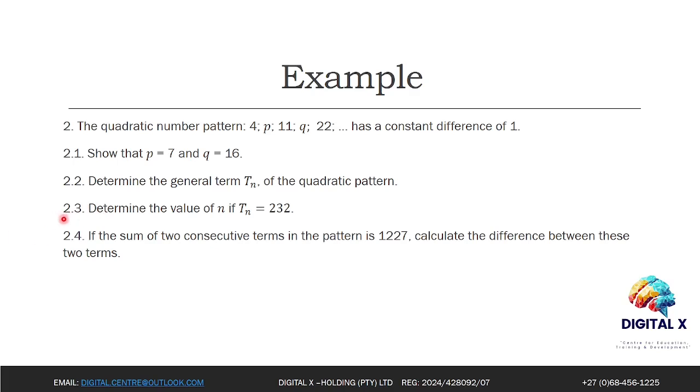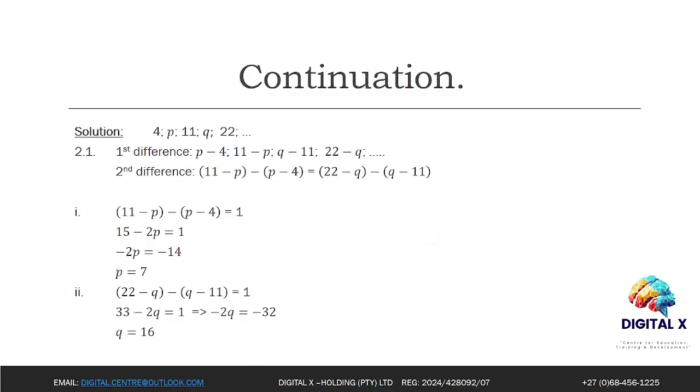And 2.3 says we should also determine the value of n if t subscript n is equal to 232, so we're going to look for the position. And lastly, we must find the sum of two consecutive terms if the pattern is 1227. We are requested to calculate the difference between these two terms. Now let's move to the next slide.